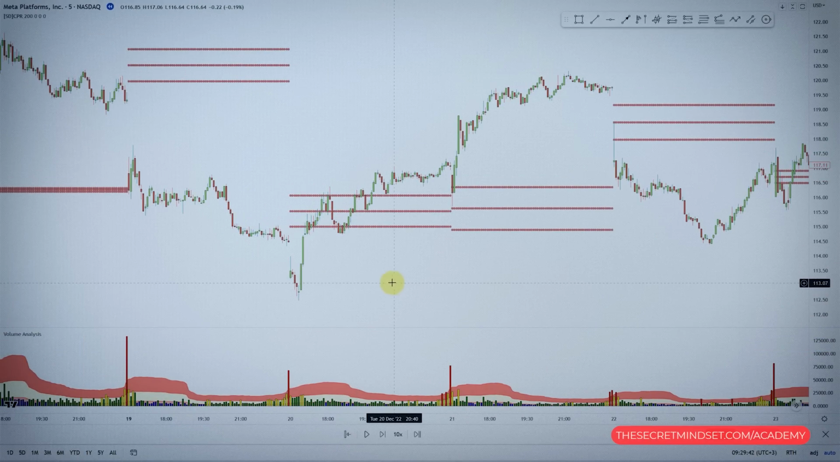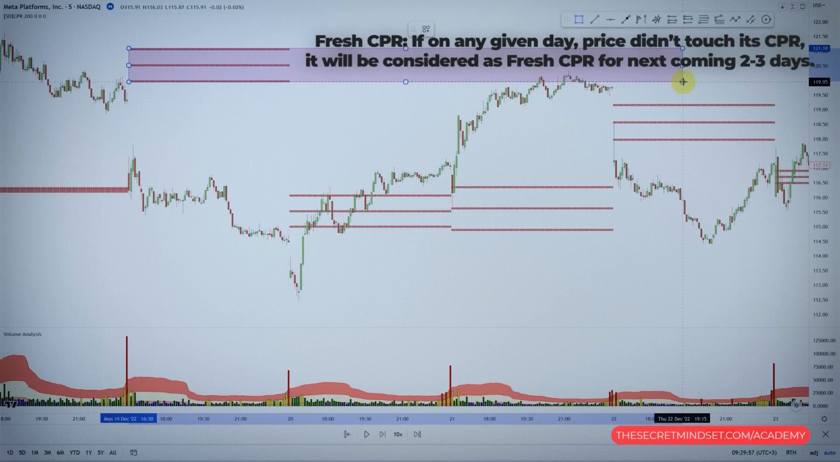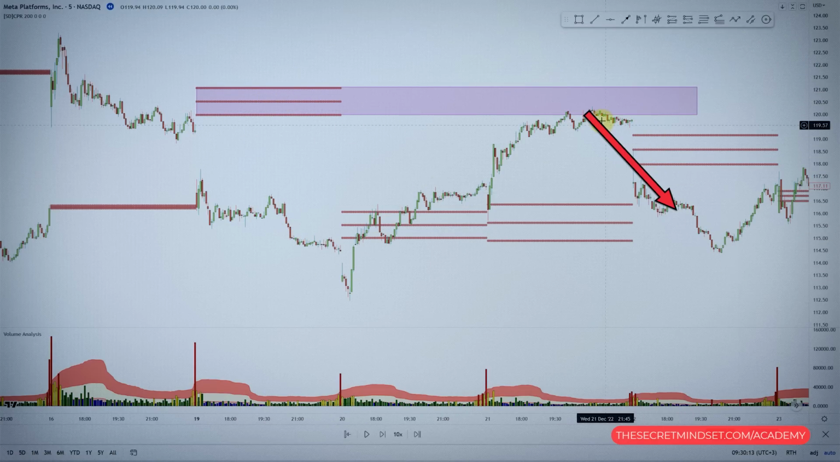And there's another high probability day trading strategy, and that is the fresh central pivot range. If on any given day, price didn't touch its CPR, it will be considered as a fresh CPR for the next coming 2 or 3 days. Here's an example. The price made an aggressive move downward, and the next day, price action didn't touch its CPR. So that was a fresh CPR day, an important area to keep an eye on for the next several days.